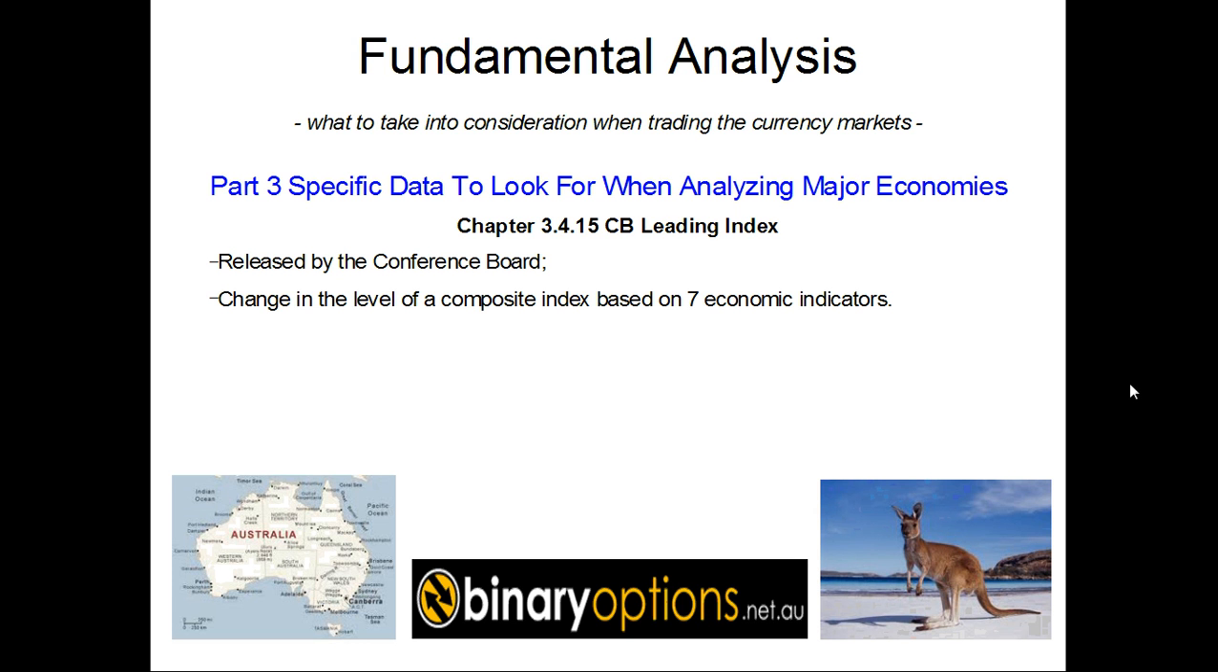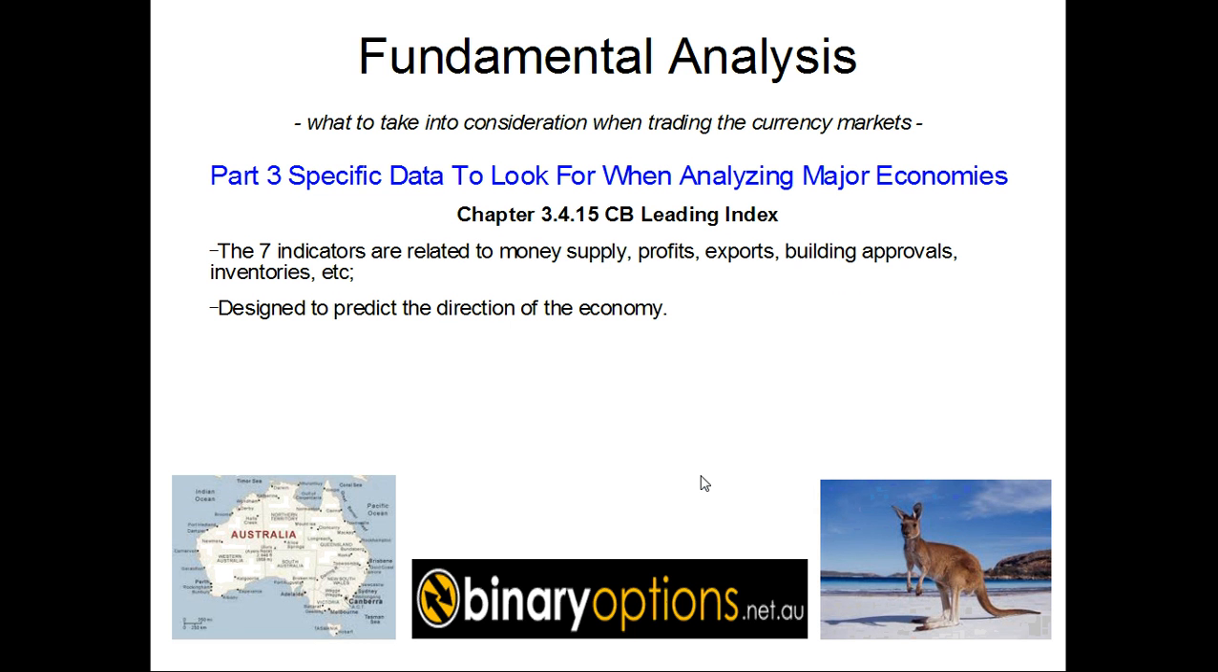because of that, it tends to have a forecasting, let's say, characteristic, and this is why traders are keen to see what consumers expect out of these indicators. The 7 indicators are related to money supply, profits, exports, building approvals, inventories, and so on, and they are designed to predict the direction of the economy. So you are taking into consideration 7 indicators designed to predict the direction of the economy, and the release is not normally influencing the markets, except when the actual is way different than the forecast.